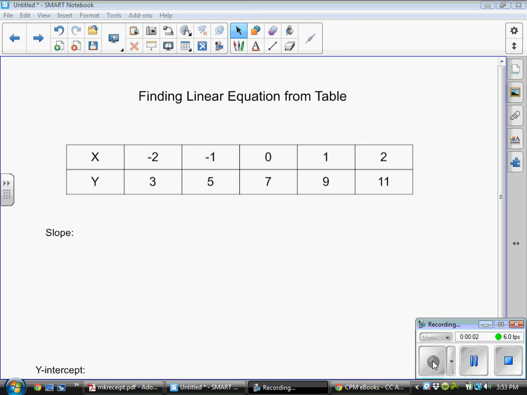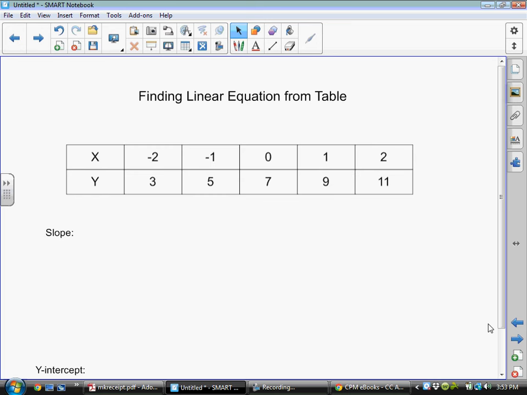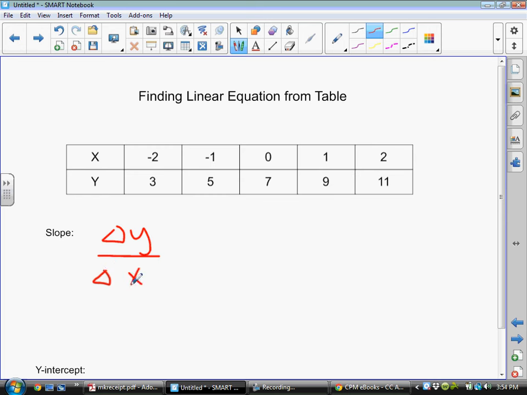This is a video on finding linear equations given a table. So we need to find the slope and the y-intercept, also called the starting value, from this table in order to write the equation of the line. Okay, so here's what we're going to do. First, we're going to find the slope, which is the change in y, which we represent with a triangle, over the change in x's. Okay?